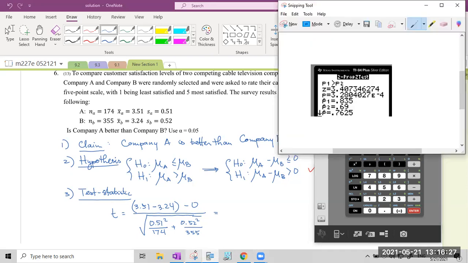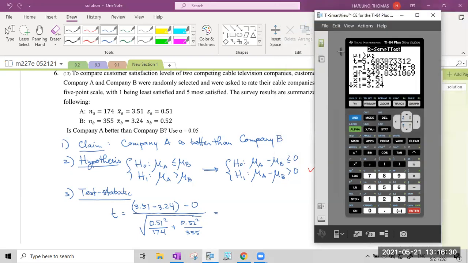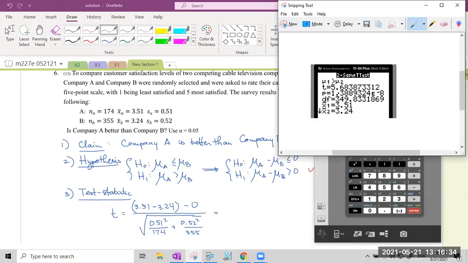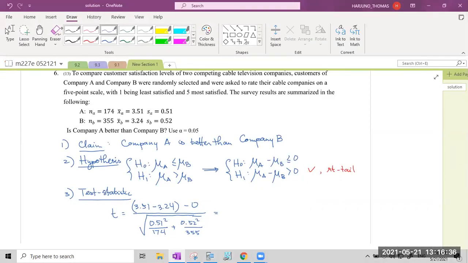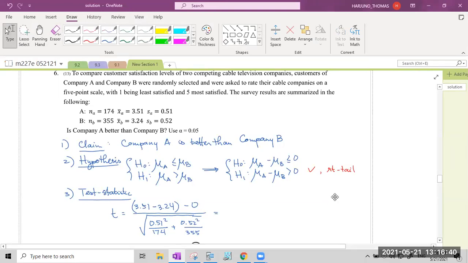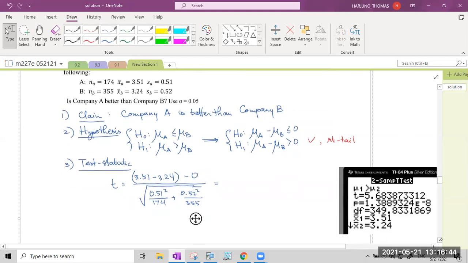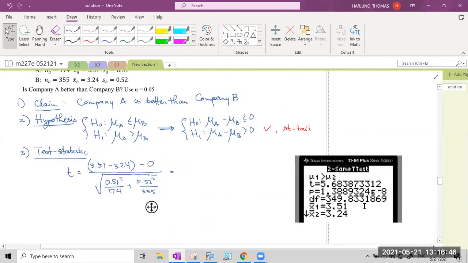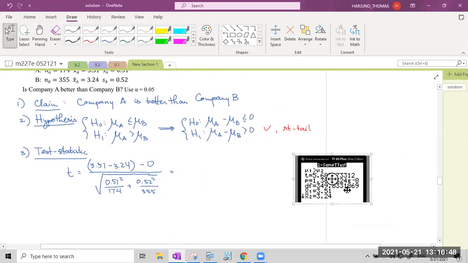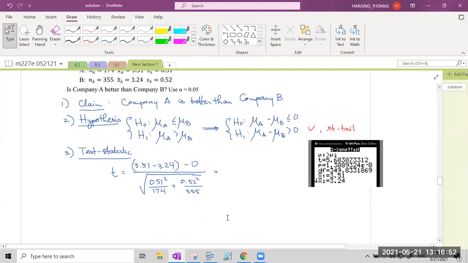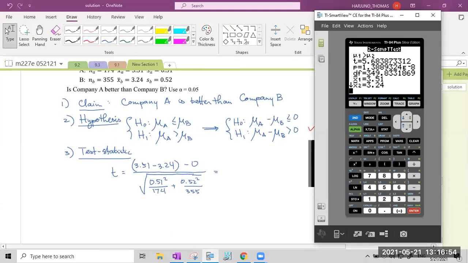Now, unfortunately, they use different degrees of freedom than ours. So let me check that using the calculator later on. But let me put it here for now. You can put it here. Now I will use the calculator to actually compute that.